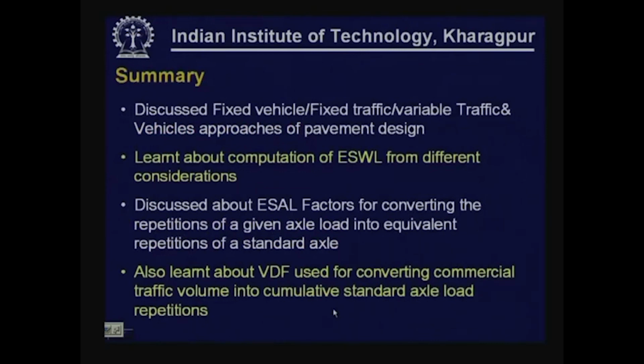To summarize, in this lesson we have discussed about fixed vehicle, fixed traffic, variable traffic and variable vehicle approaches. We also learnt about computation of equivalent single wheel load from different consideration. We also discussed about equivalent standard axle load factors for converting the repetitions of a given axle load into equivalent repetitions of standard axle, and also learnt about vehicle damage factor and how that can be used to convert a given volume of commercial traffic into equivalent cumulative standard axle load repetitions.